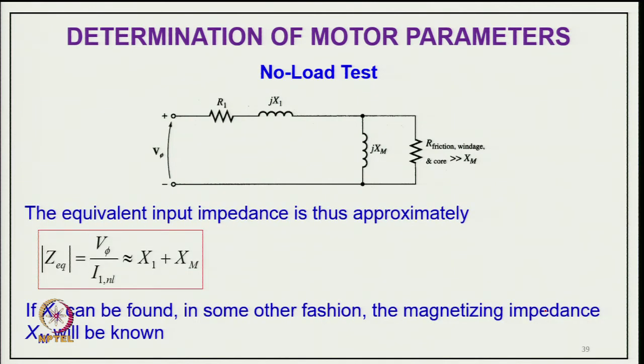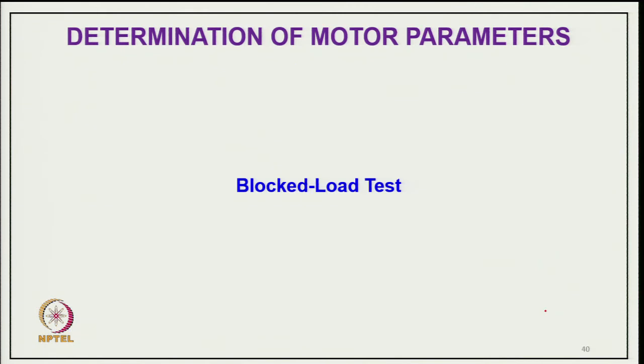And the equivalent circuit impedance is Z equivalent equals V phi upon I1 no load, and that will give you typically X1 plus Xm approximately. So, X1 can be found in some other fashion, and the magnetizing inductance will be known.